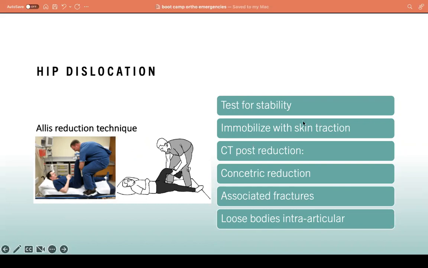After reduction, put him on skin traction, and please always do a CT post reduction. Why? You confirm that it's a concentric reduction, you confirm that there are no associated fractures, and you will see if there are any loose bodies intra-articular.